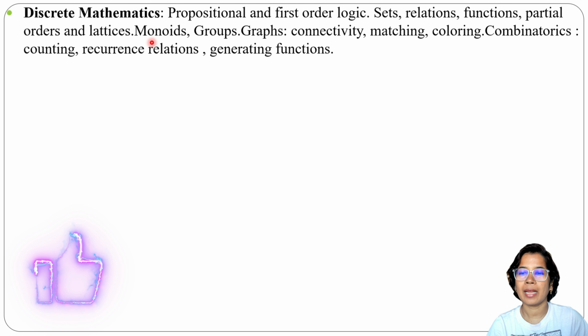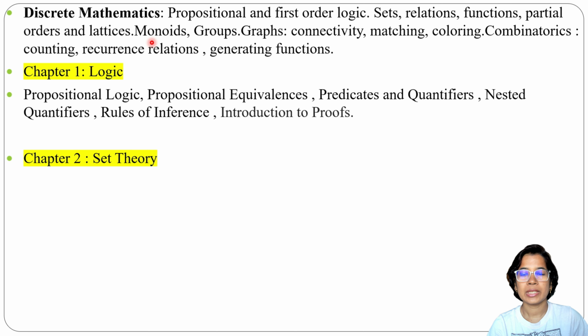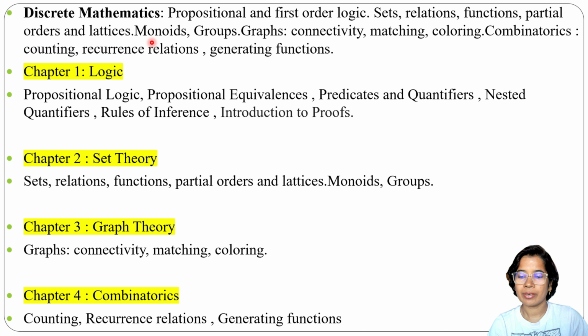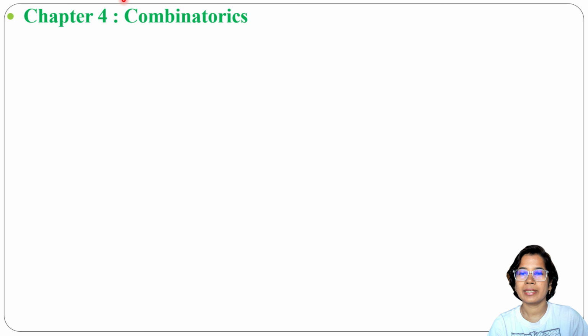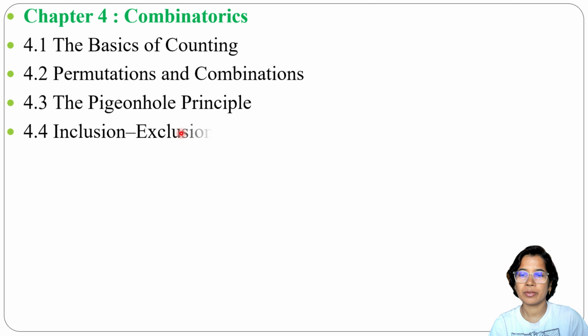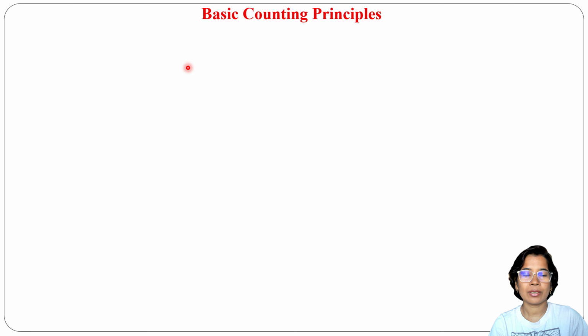In discrete mathematics, I already discussed chapter 1, which is about logic. Then chapter 2, set theory. Chapter 3, graph theory. The next chapter is combinatorics. In combinatorics, I will discuss counting, recurrence relation, and generating function. In detail, chapter 4 contains the basics of counting, permutation and combination, the pigeonhole principle, inclusion-exclusion, recurrence relation, and generating function. So we'll start with the basics of counting.